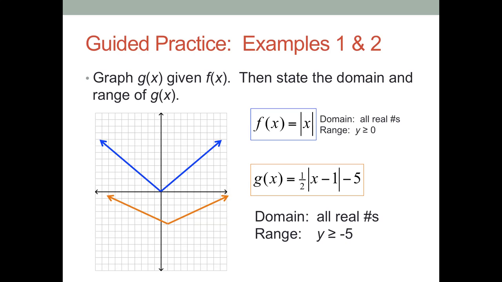For domain and range, my f of x parent function had a domain of all real numbers and a range of y is greater than or equal to 0. So that means my domain stays the same, all real numbers, it was not restricted, but my range is affected by my k value. So now y is going to be greater than or equal to -5 instead of 0.